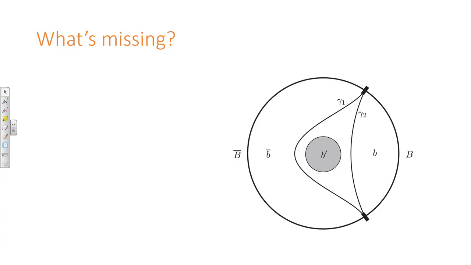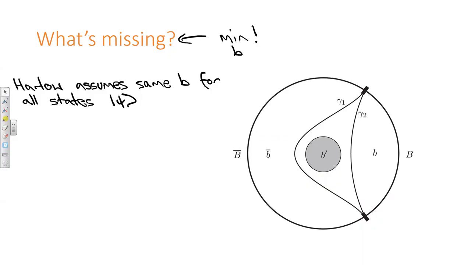There's one big thing that was missing in the summary I just gave of Daniel's work. You may have noticed we had no minimization over little b. We don't find the little b that happens to have the smallest entropy and go with that. There's a reason for that: Harlow, in the assumptions of his theorem, assumes that the same little b applies for all states psi, all bulk states under consideration.